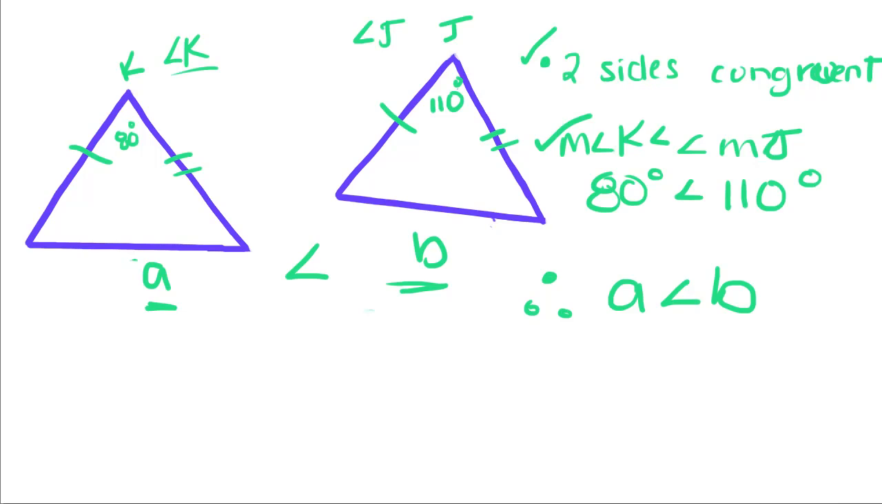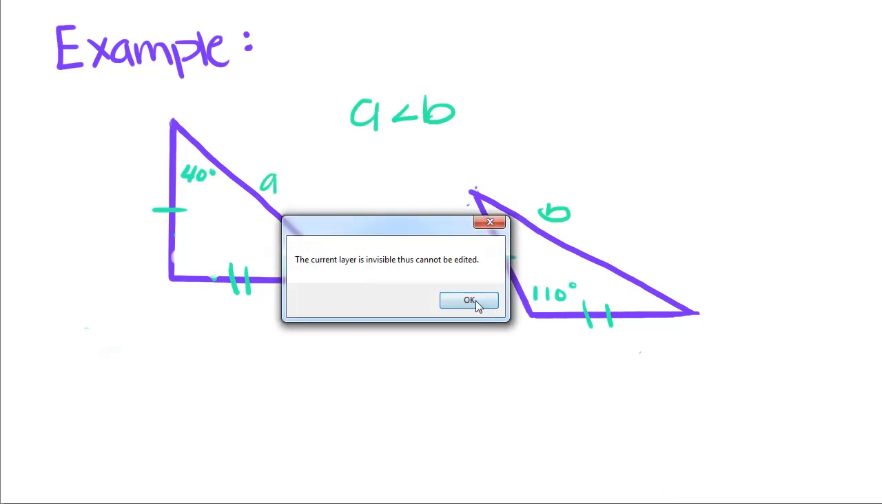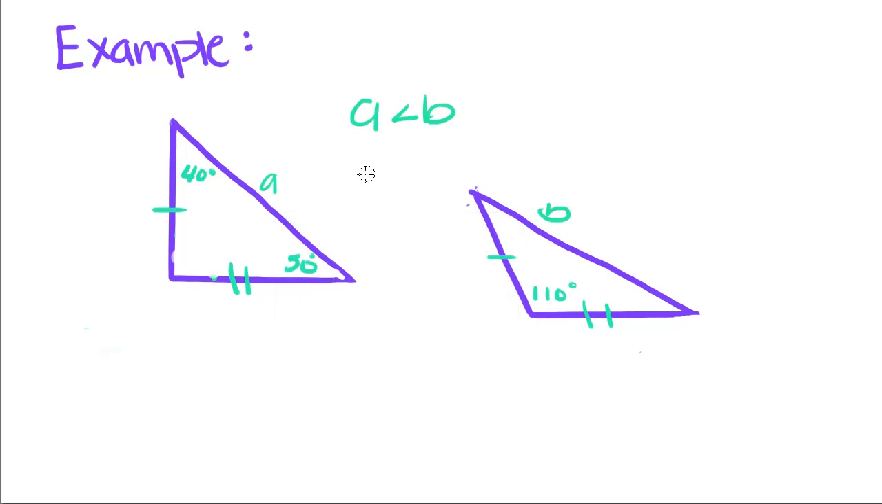So now that we know what it is, we're going to do an example to make sure you completely understand what we're doing. For these two triangles, I know that this side is congruent to this side, and this side's congruent to this side. And I know that this angle is equal to 110 degrees. So I need to find out what the measure of this angle right here is.